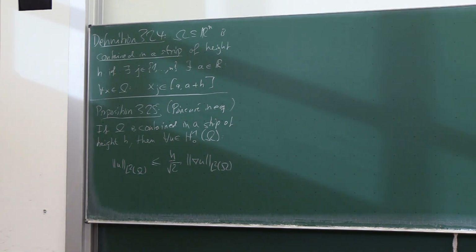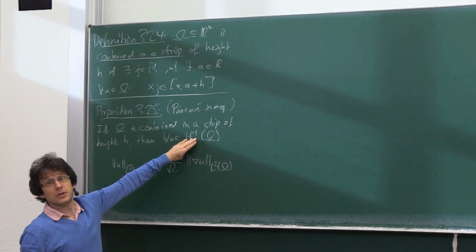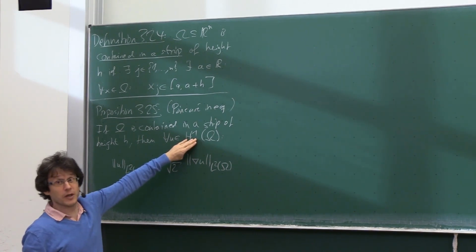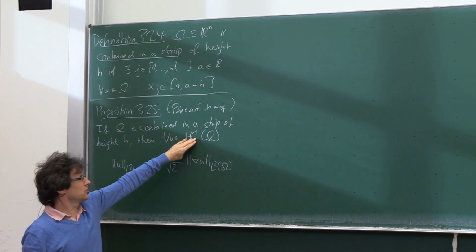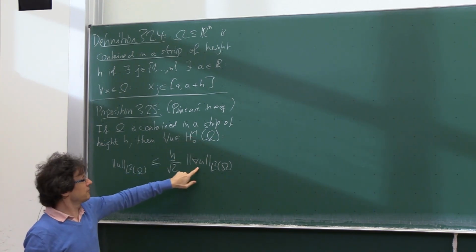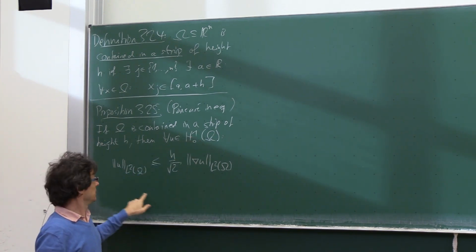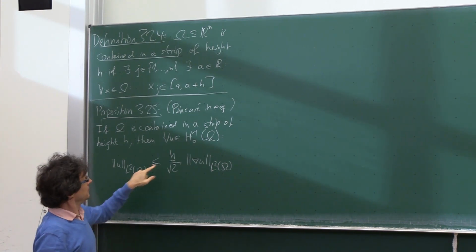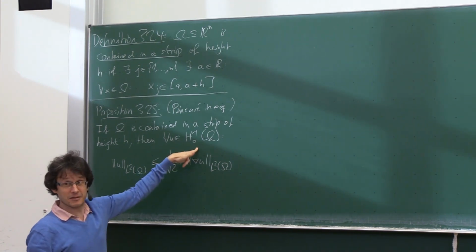Note, this inequality can never hold in H1 without the 0, at least if omega is a bounded set, because then H1 contains non-zero constant functions. For a non-zero constant function, the right side is 0, but the left is not. So this is intimately linked to the 0 here.